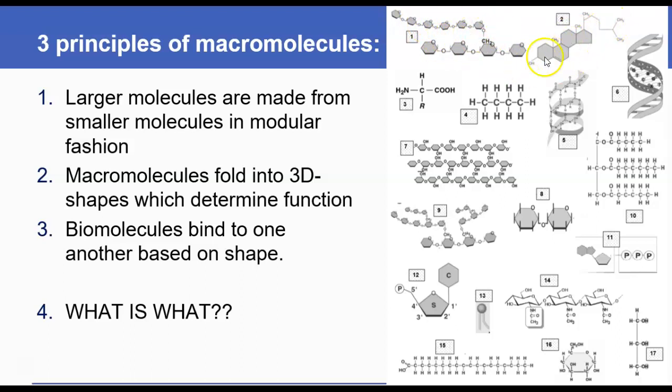We see a beautiful steroid right here. Here we see that double helix with those bases, those nitrogenous bases paired up. So that's going to be DNA. Here we also see what kind of looks like a helix, and it should because it's an alpha helix, which would be the secondary structure of a protein.